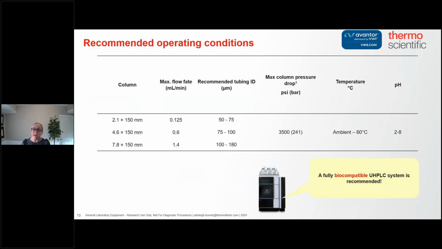So for our recommended operating conditions, we really have found that the capillary impact is significant on your separation. So when you're going to develop your SEC methods, make sure you're considering the system volume and the tubing ID that you're utilizing within your separation, and also looking at a fully biocompatible UHPLC system.